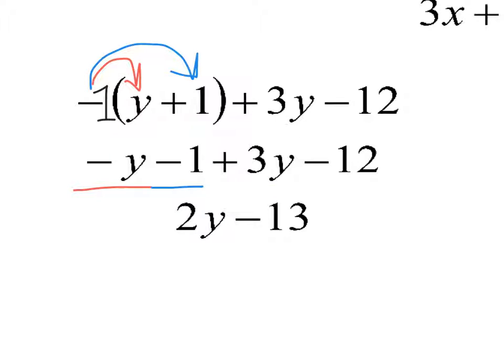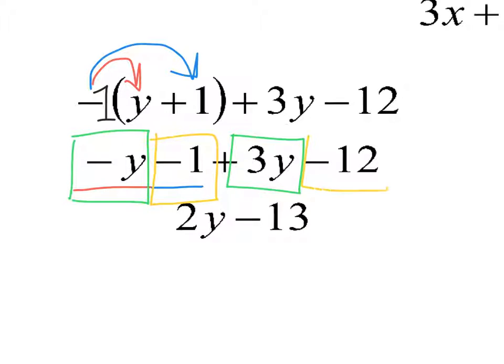What we do need to recognize is that negative y and positive 3y can combine, and the same with negative 1 and negative 12, which gives us our negative 13. And 3y and negative y give us 2y in that equation.